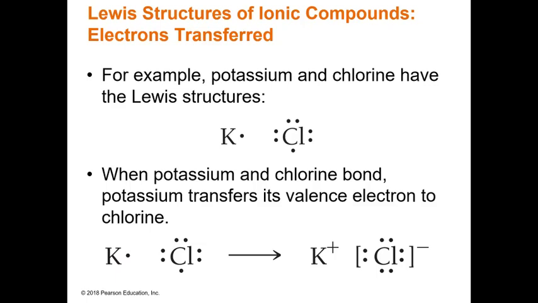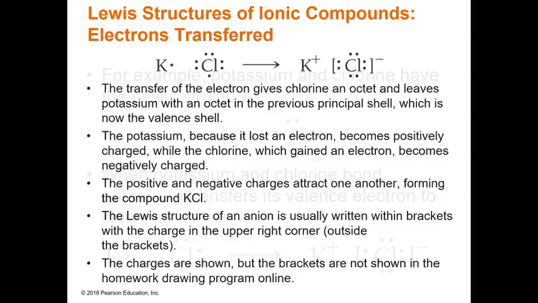For example, potassium, K, and chlorine, Cl, each have their own Lewis dot structures. When they bond, potassium donates its 1 valence electron to chlorine. This electron transfer allows both to achieve stable configurations. Potassium ends up with an octet in the previous shell, and chlorine now has a full octet.